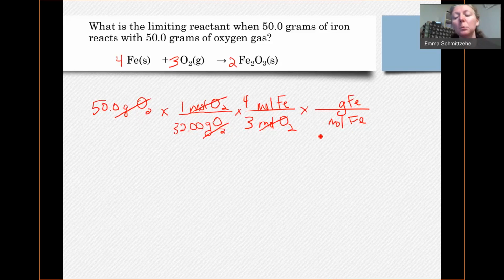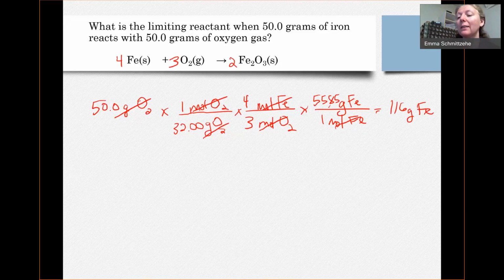And so to do that, I need the molar mass of iron. So if you look on the periodic table, it should be 55.85 grams per 1 mole iron. So that's going to cancel my moles and give me the grams. Okay, so I'm going to take 50, divide by 32, multiply by 4, divide by 3, multiply by 55.85. So it looks like I get 116 grams of iron. So that now I'm going to compare to what I have.